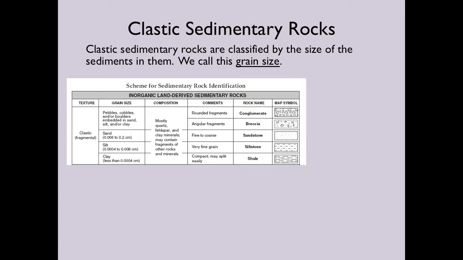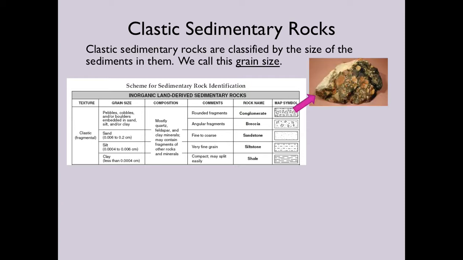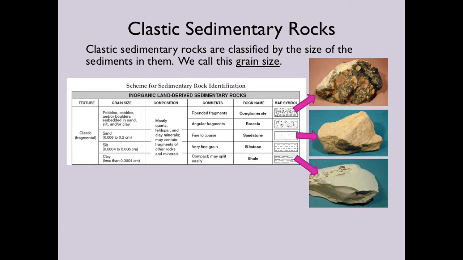So clastic sedimentary rocks, the top half of our chart, are classified by the size of the sediments in them. We call that the grain size. So you can see grain size listed as the second column. So we have 3 different types of rocks here, each having a different size sediment in them. So for example, sandstone has pieces that we call sand size. The actual measurement of that piece is listed right below the word sand. Siltstone is made up of silt-sized particles, and so on and so forth.